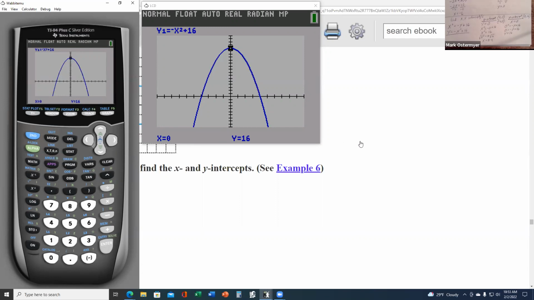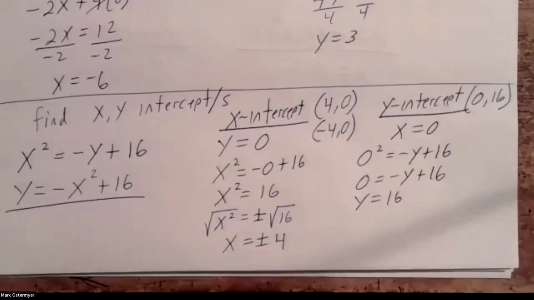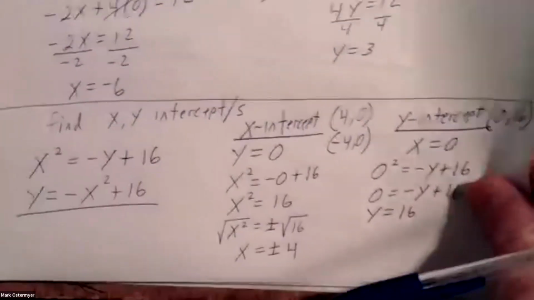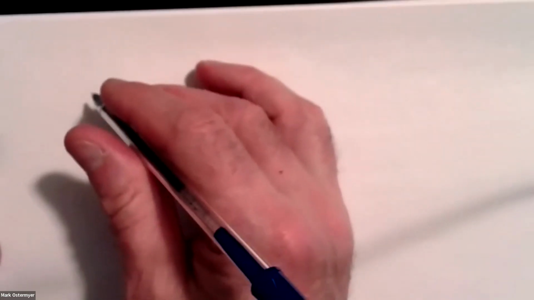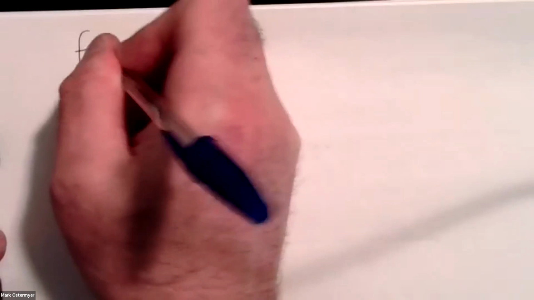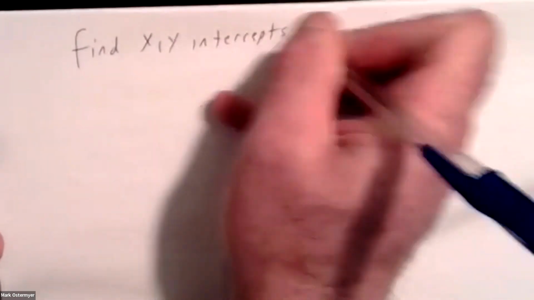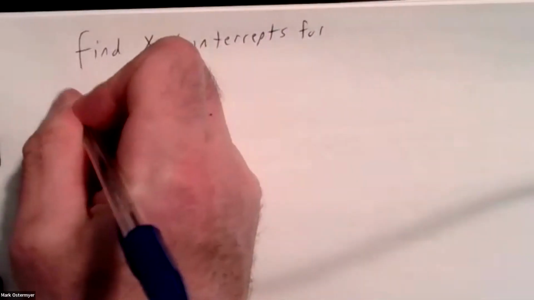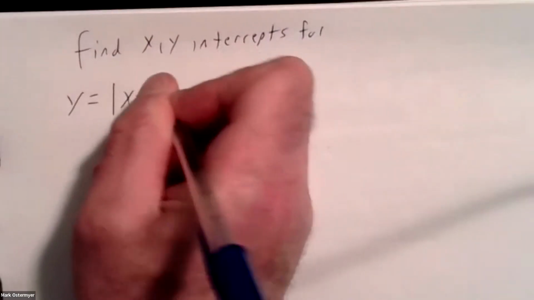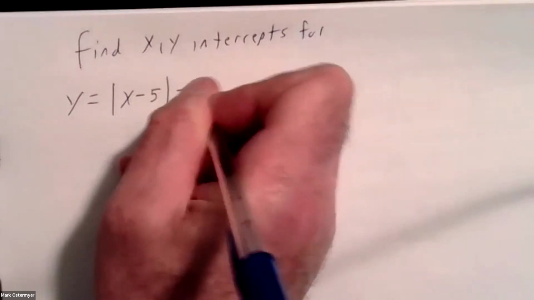Any questions? Let's try another one. Let's try an absolute value equation. So let's try to find the x and y intercepts for this one. So y is equal to the absolute value of x minus 5, minus 2.